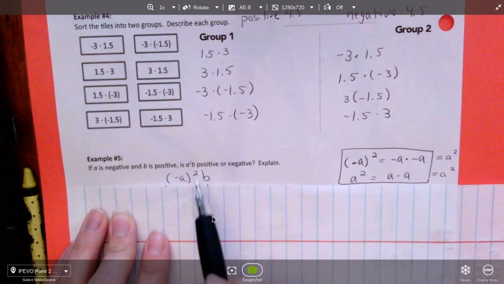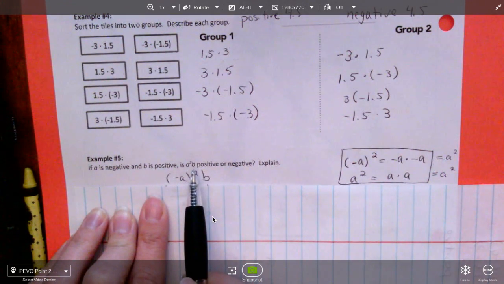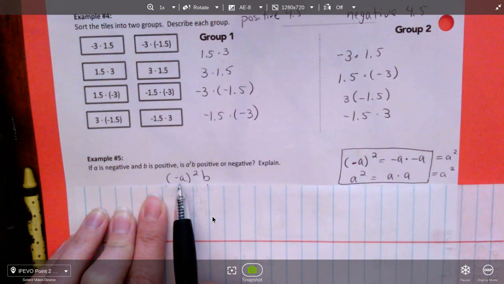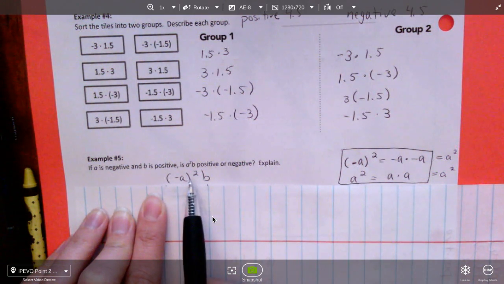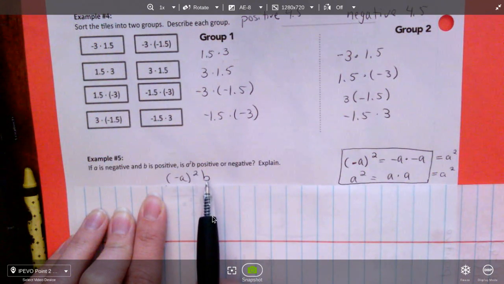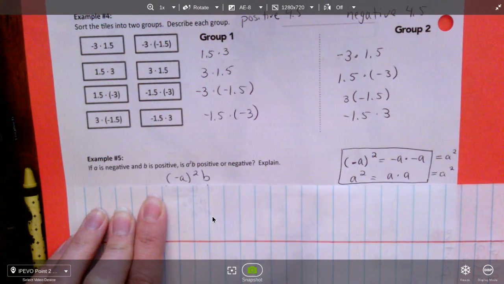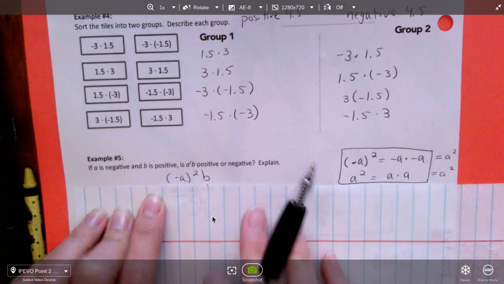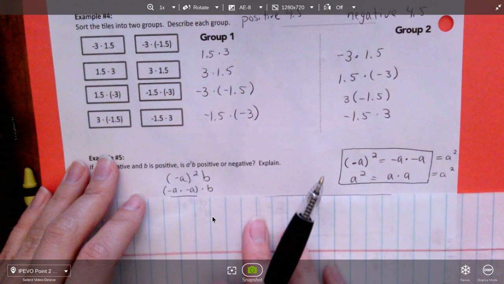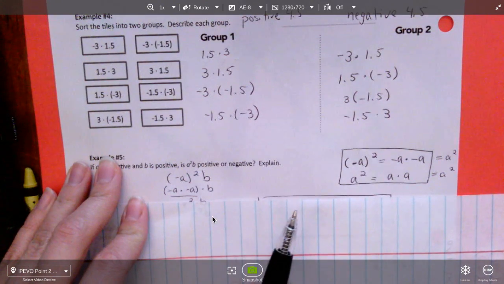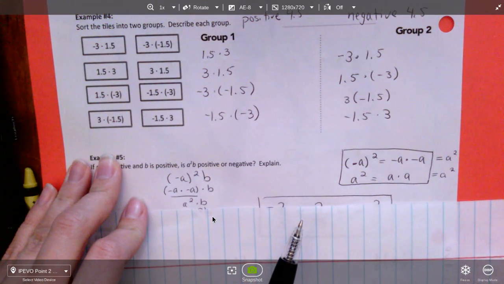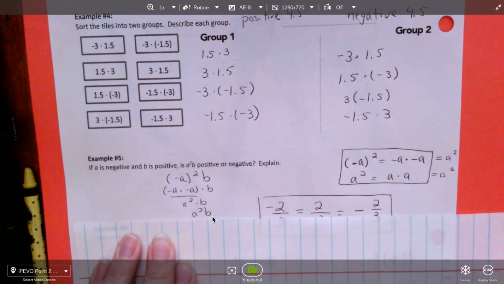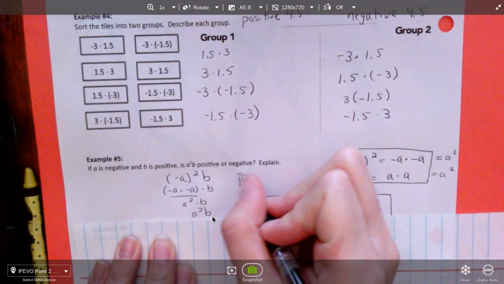So I've rewritten this expression that they've given me, a squared b, and I've now made a negative. So it's negative a squared, and b is positive. So negative a squared, again, over here on the side, I've now said is negative a times negative a, which is really the same thing as a squared. And I still bring down the b. And then so I have a squared times b gives me a squared b, which would tell me that my answer would be positive.